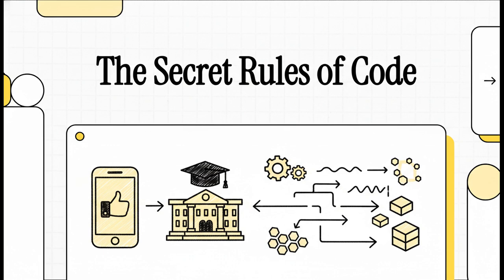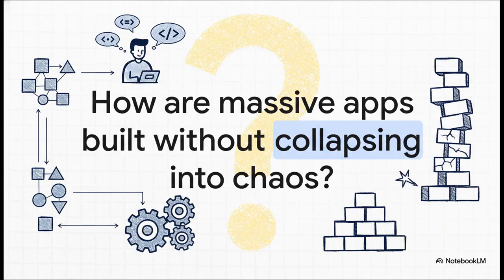I mean, seriously, think about it for a second. You've got maybe hundreds, even thousands of engineers, all working on millions of lines of code. How does it all stay organized? How do you stop one person's tiny mistake from bringing the whole system crashing down?